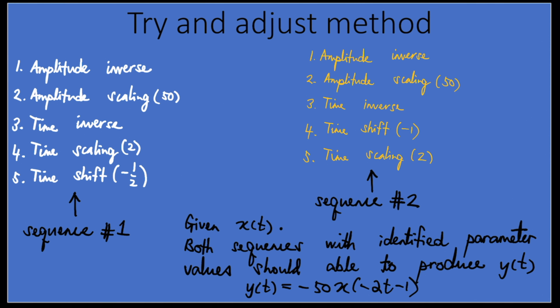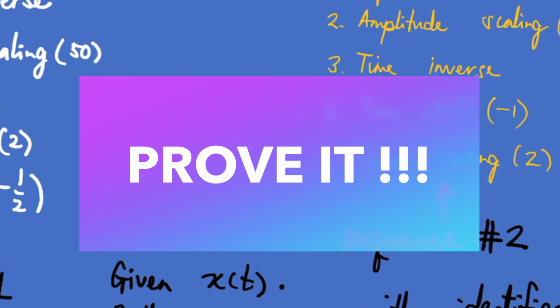So given x(t), both sequences with the identified parameter values should be able to produce y(t) given by minus 50 x(minus 2t minus 1). Prove it and do it yourself. That's all. I will see you in the next video.